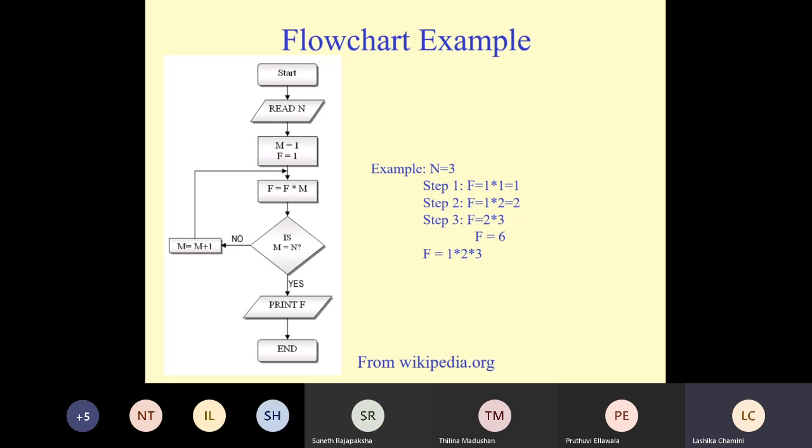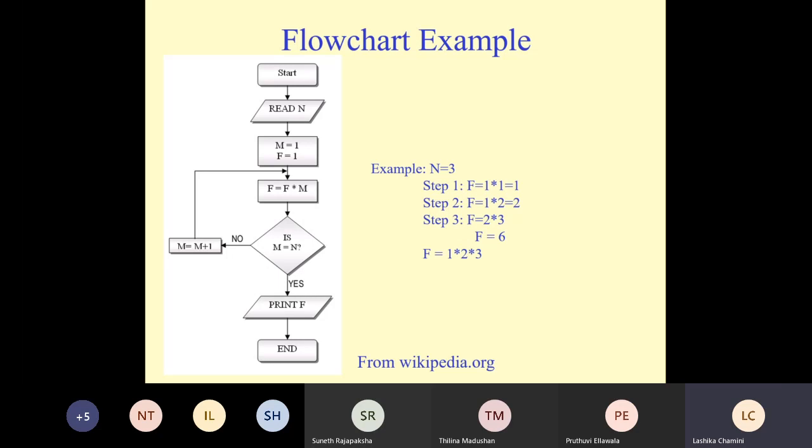So again, we are going to repeat this, and at step 3, the value of f is 2 and the value of m is 3. And if we multiply these two numbers, the value of f becomes 6. And again, we are going with this decision structure. Now we are checking whether the value of m is equal to n.